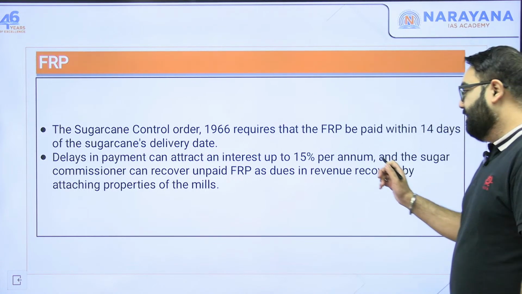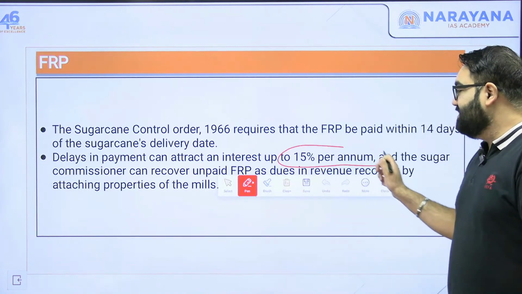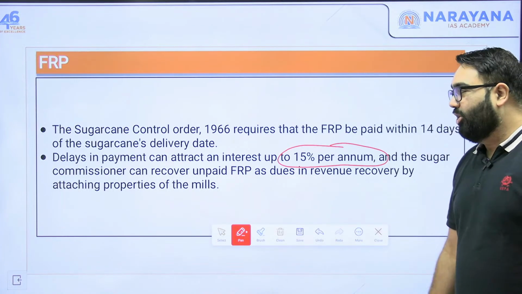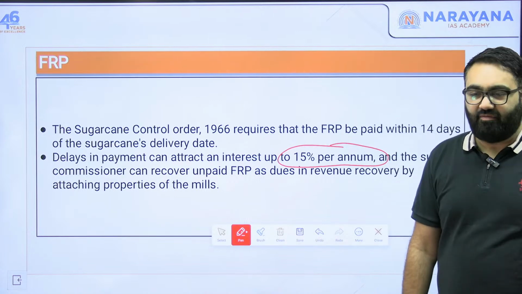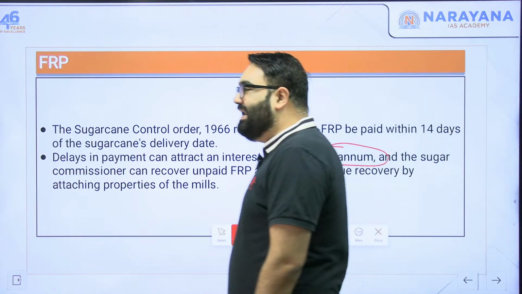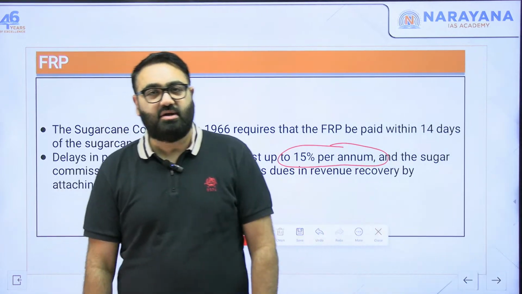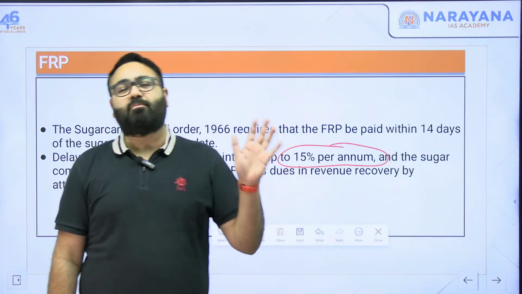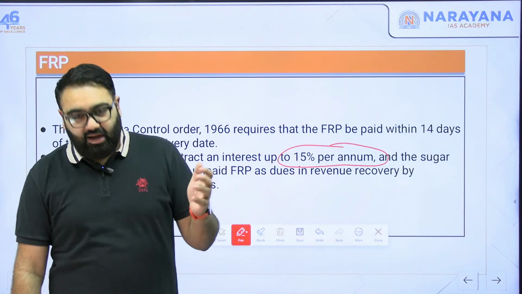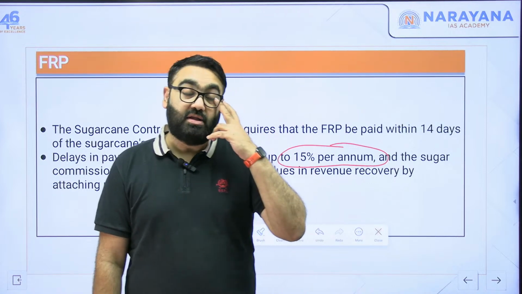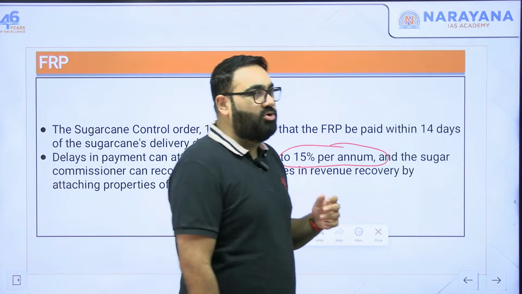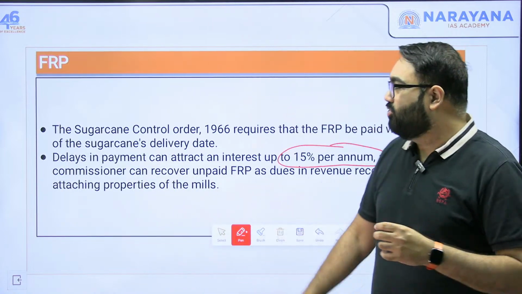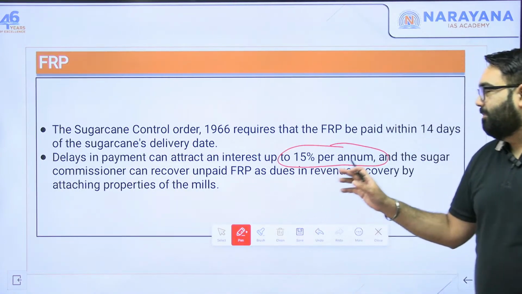annum. Means if the sugar mills are not paying to the farmer, so right now the law is when the sugar mills procure the sugarcane from the farmer, within 14 days, that is within 2 weeks of that delivery, they have to pay the money to the farmer. If they fail to pay money to the farmer within these 2 weeks, within the 14-day time period, then there will be an interest put on that, and the interest will be up to 15% per annum.